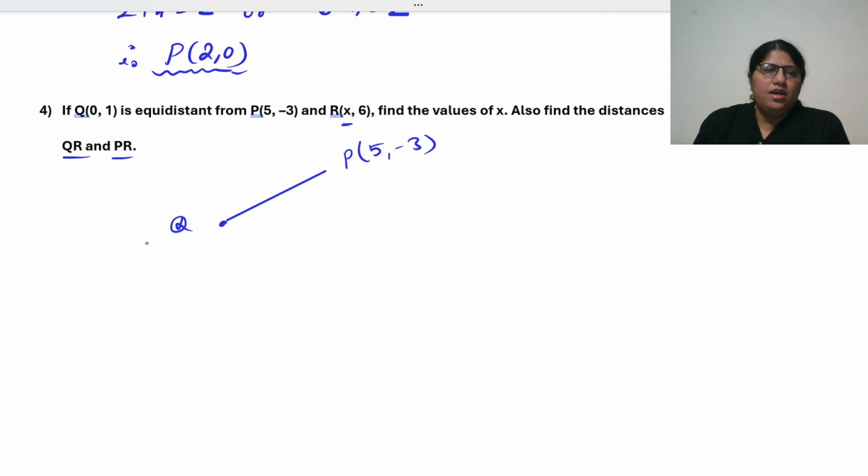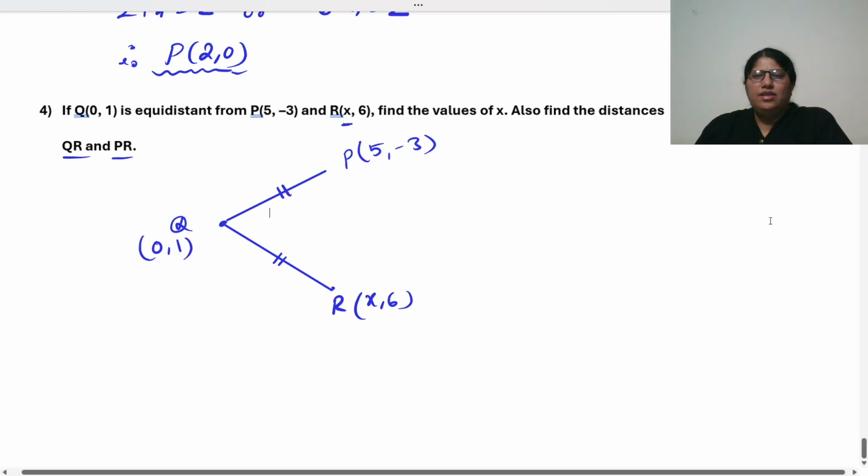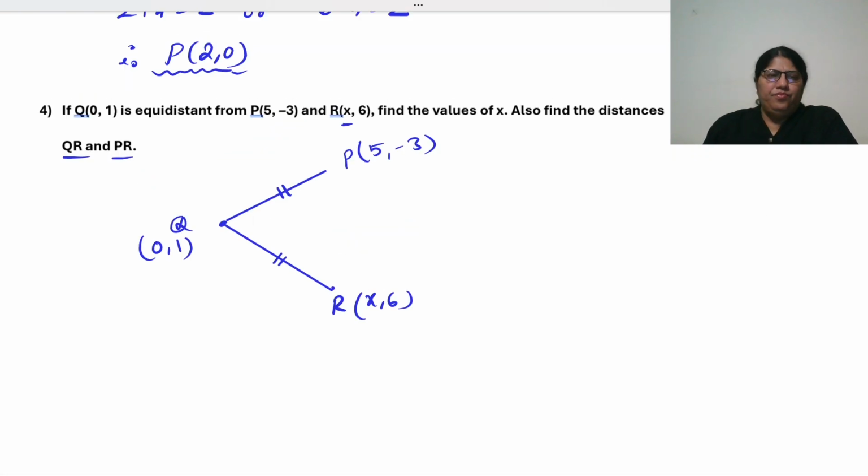P is (5, -3). The coordinates of Q are (0, 1), and Q is equidistant from R also, where the coordinates of R are (x, 6). Now I know here QR is equal to QP, right? That's a given value. So let us start. PQ is equal to QR. This is a given value, because equidistant means the distance from Q is equal to both the points P and R. So how do we do it?